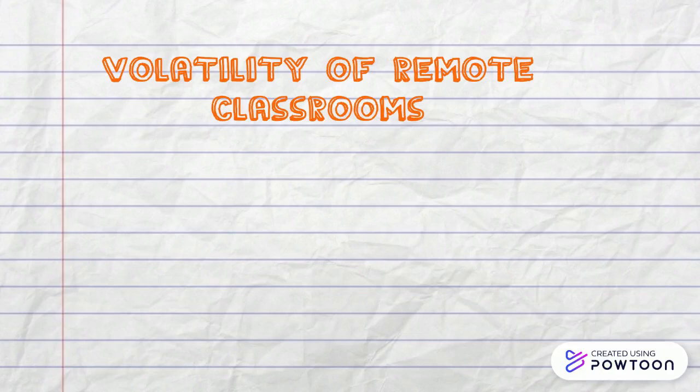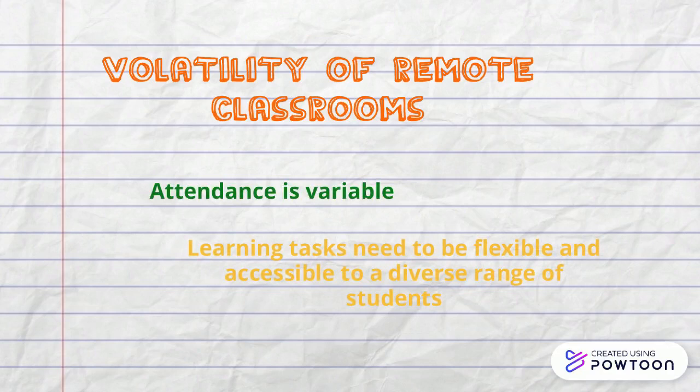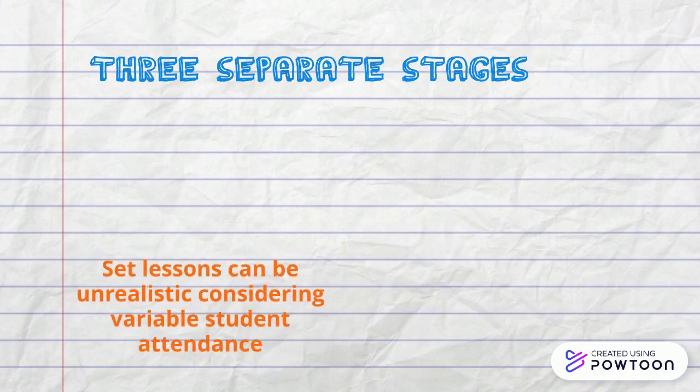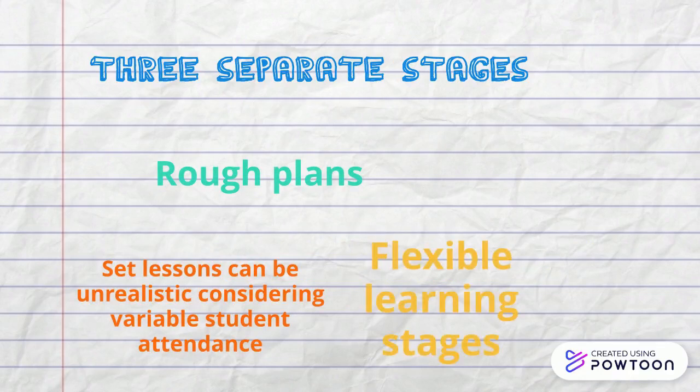The following slides discuss the different possible stages in the garden and have considered the volatility of teaching at a remote school where student attendance is variable and learning outcomes are achieved at different times by each student as they make meaningful connections to the curriculum content. Subsequently, this presentation shows the learning task across 3 different stages rather than in set lessons and offers educators rough plans for each stage of the sustainable garden.